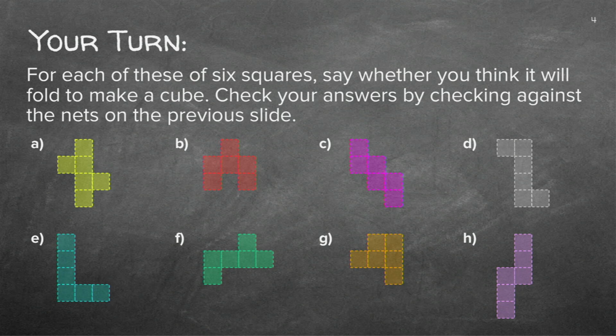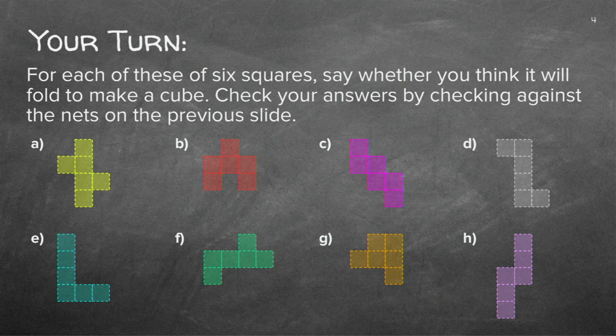For each of these 6 squares, you must tell me whether you think you will be able to fold a cube or not. Now I said you can check your answers on the previous one, on this one. But I want you to really cut it out and work it out. Get the answer for yourself. That's the only way you're going to learn, correct? So again, pause the lesson. Some of these you will have from the previous slide, some of them you won't have. And then you're going to try and see which ones can make a cube and which ones can't.